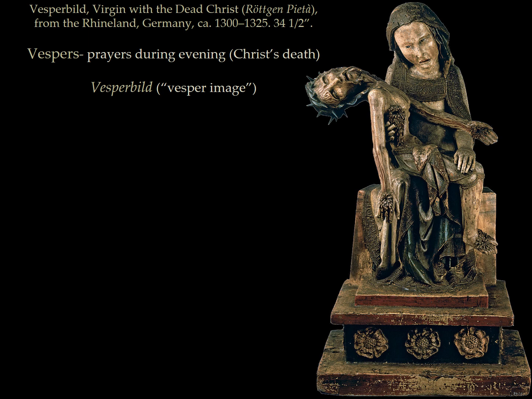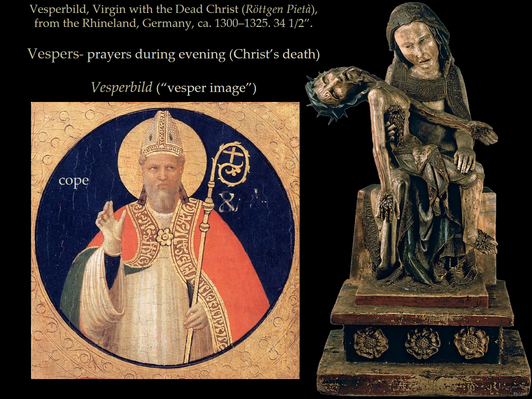So here we find with the Virgin and Dead Christ, the Röttgen Pietà, a great example of this specific type of Andachtsbilder, the Vesperbild, whereby we have a lamentation type with the Virgin Mary seated on an altar with the dead Christ on her lap. She is wearing not her usual blue cloak, but instead a cope, an ecclesiastical vestment that priests and bishops wear at the time, which of course represents the altar on which Christ's body will come back for the Eucharist.